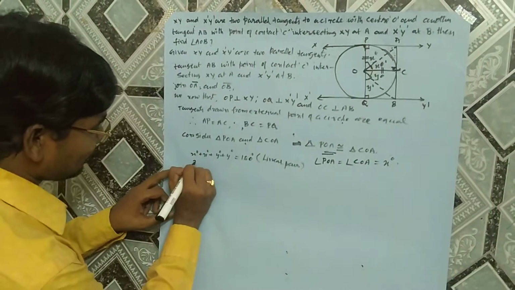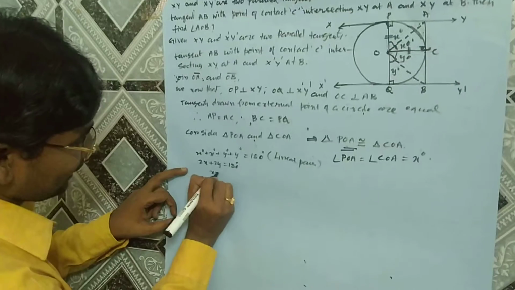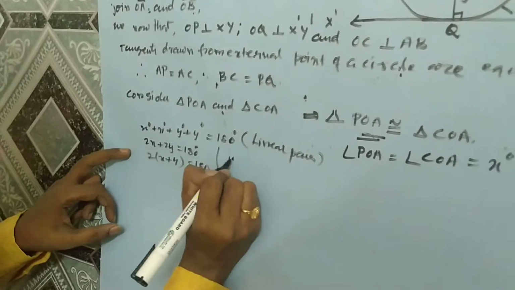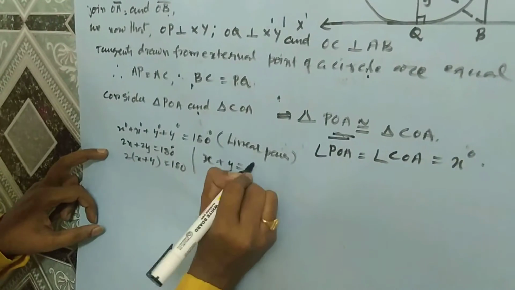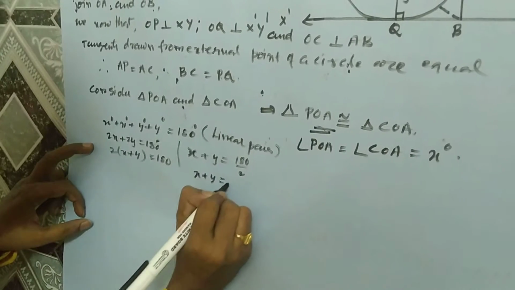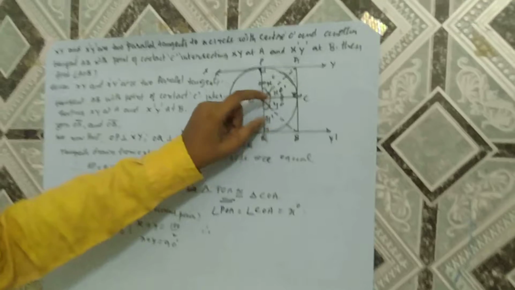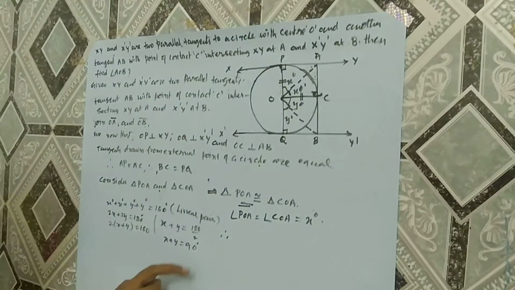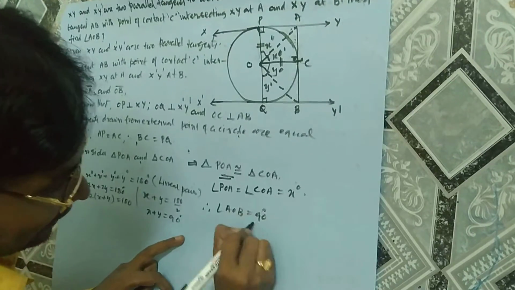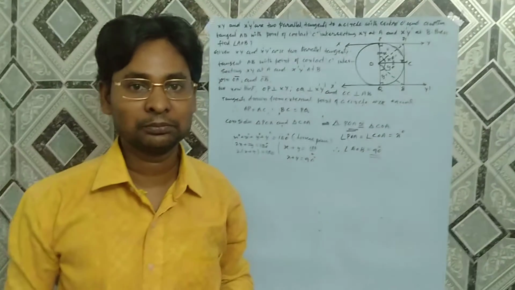x plus x, 2x, plus 2y equals 180 degrees. Taking 2 as a common factor, 2 times (x plus y) equals 180 degrees. x plus y equals 180 divided by 2, so x plus y equals 90 degrees. Therefore, angle AOB equals 90 degrees. This is the required solution for this problem.